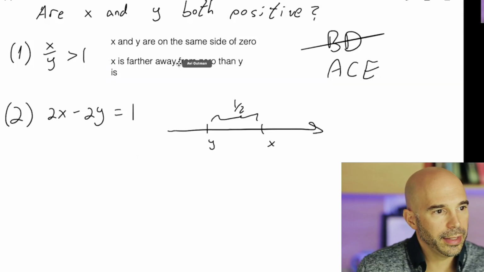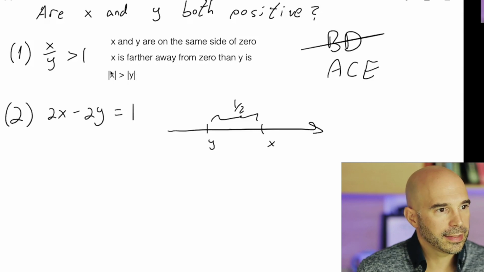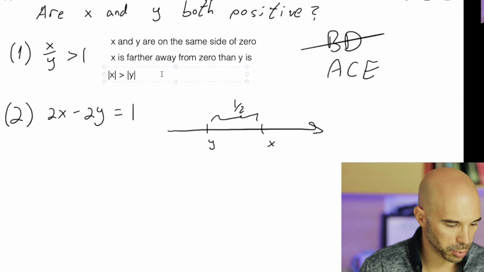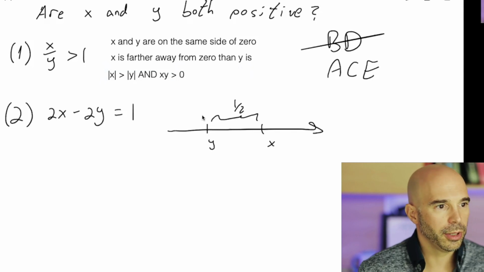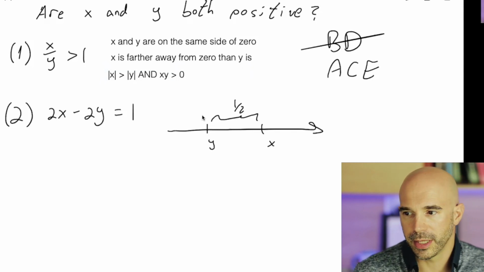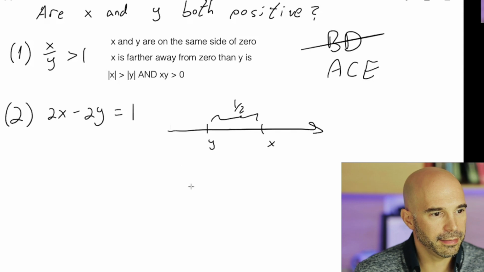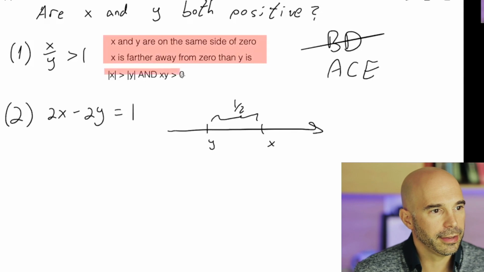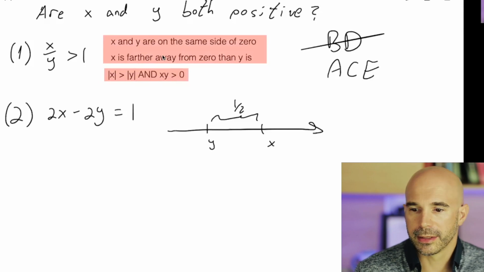And what's another way to write that? So that's the second part, and the first part was saying that they're both on the same side of 0. What's an algebraic way to state that? We could say their product is positive. They're both on the same side of 0. So here we have a plain English way of making inferences from statement 1, and we have the algebraic representation of that. Now, knowing both of those things, can we answer the question?